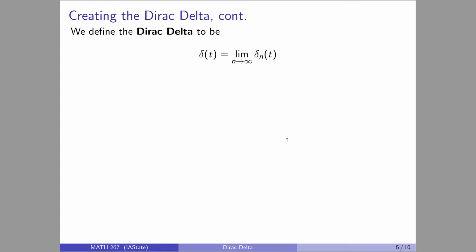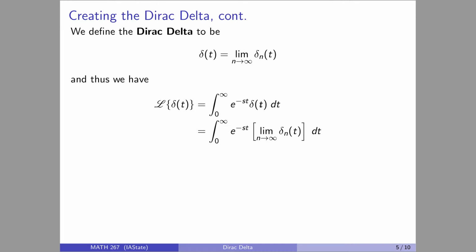Let's define the Dirac delta to be the limit of those delta sub n's. So note here, we're creating a function by taking a limit of functions. If I look at the Laplace transform of the Dirac delta, this thing in here is the limit of these sort of step Dirac deltas. They're not the Dirac delta, they're the ingredients to make it using a limit.